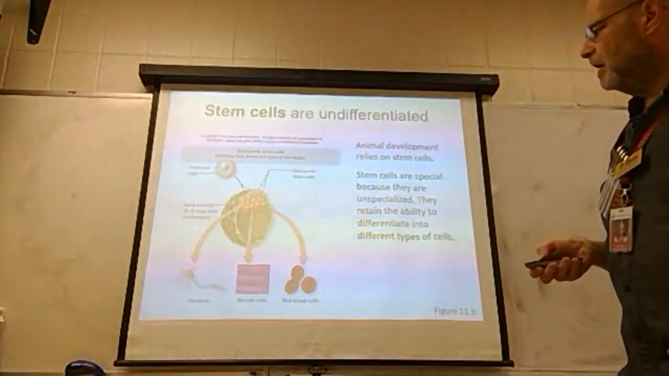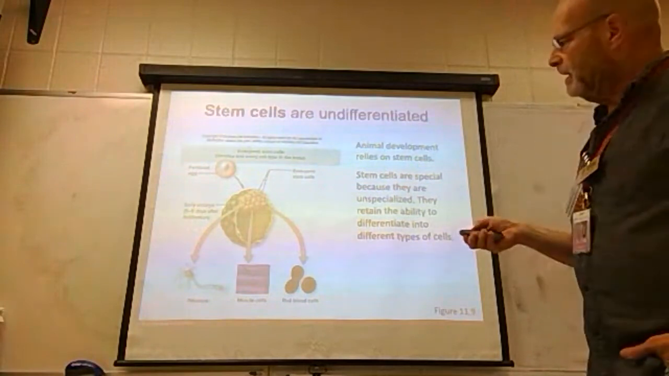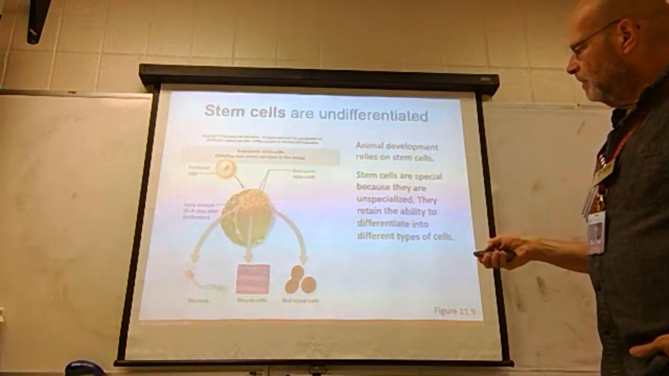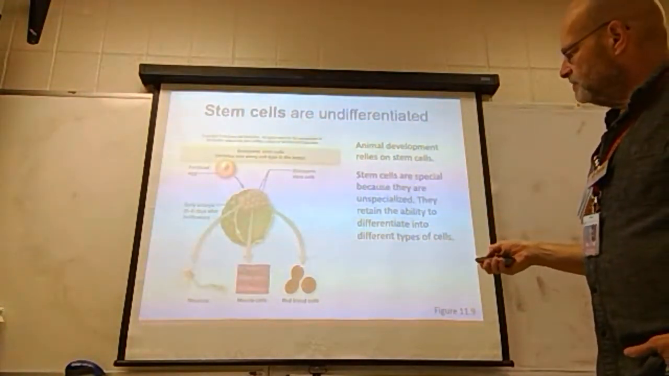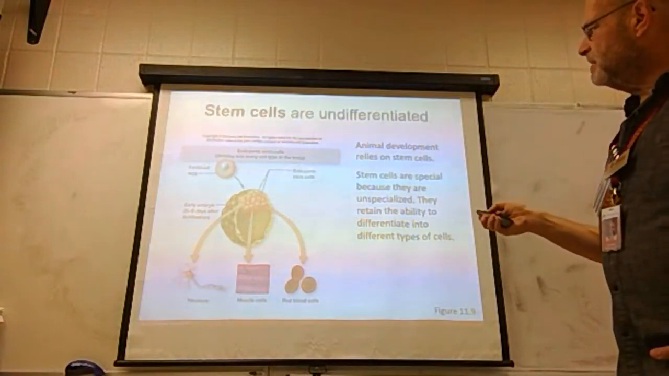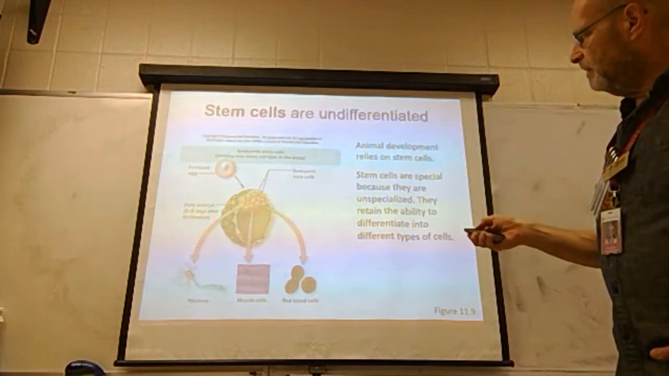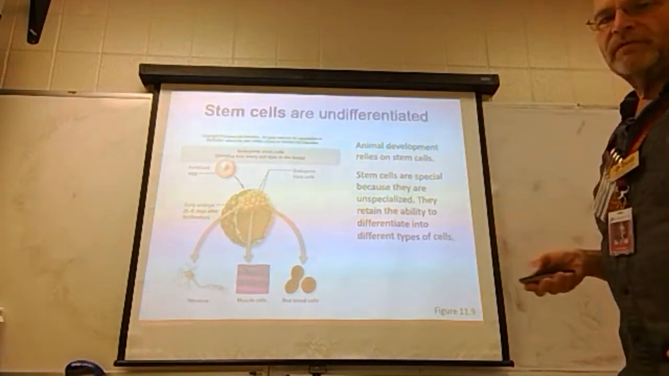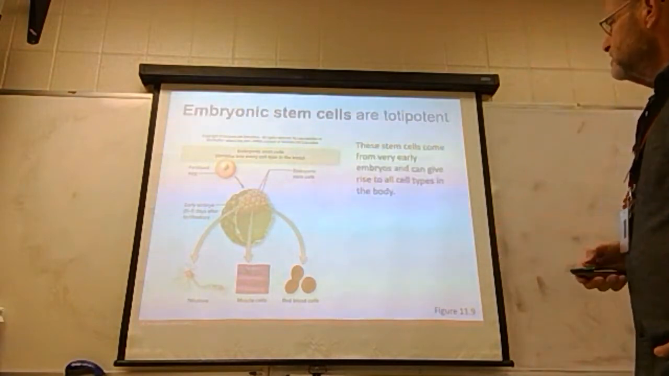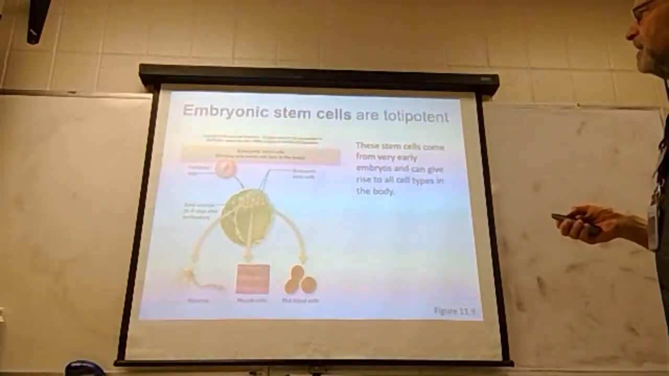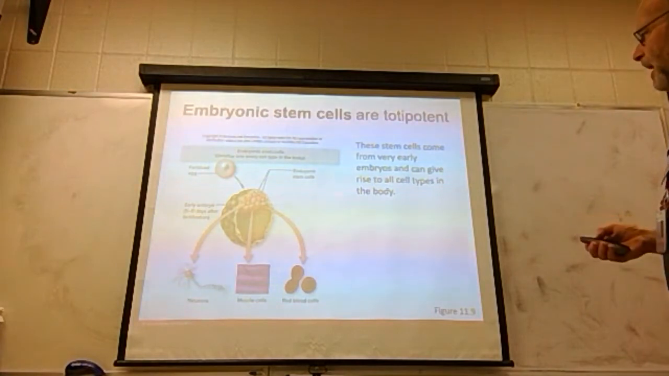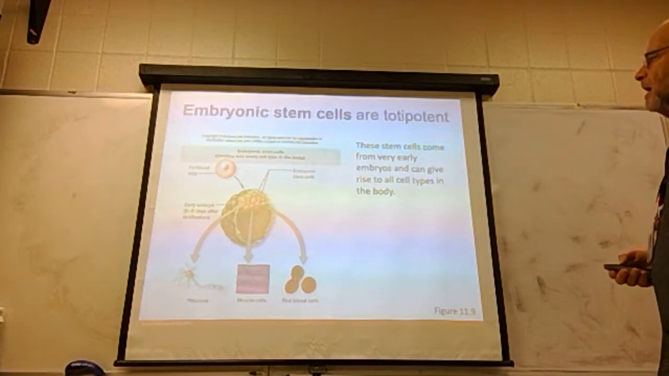But after about 6 days or so, these cells start to differentiate. And some of these cells will then become nerve cells. Some of them will become muscle cells. Some of them, in this drawing, become red blood cells. So for a while, in addition to some of them making these, some of them are still making more of these. Eventually, we get to a point where all we are making is these specialized cells. Again, embryonic stem cells come from very early embryos and give rise to cell types in the body.